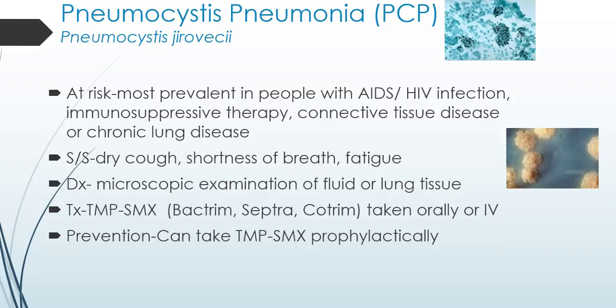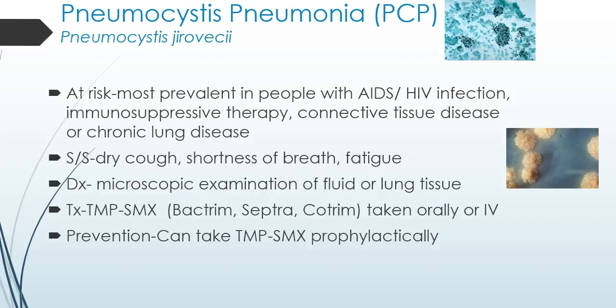The next fungal disease we're going to review is pneumocystis pneumonia, PCP. Most people at risk for this are people with AIDS or HIV infection, other people who are immunosuppressed or in immunosuppressive therapy, or if someone has connective tissue disease or chronic lung disease. This is a very rare form of pneumonia because it's caused by a fungus. The signs and symptoms include a dry cough, shortness of breath, and fatigue.